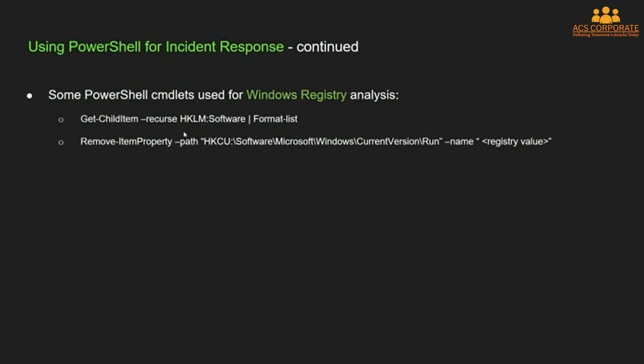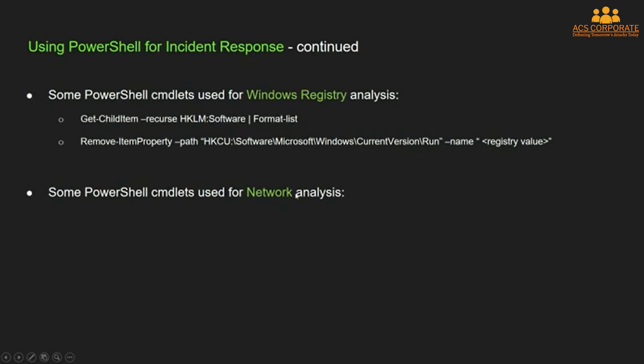Also, if you would like to remove a certain value during the eradication phase, you can use the Remove-ItemProperty command for that, where you mention the value name and where it needs to be deleted. So this is the key, and this is the value that needs to be deleted.